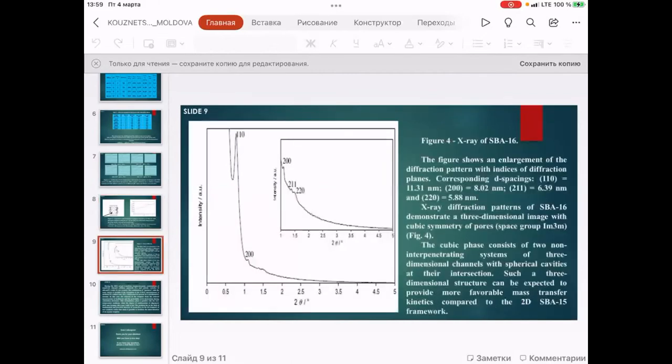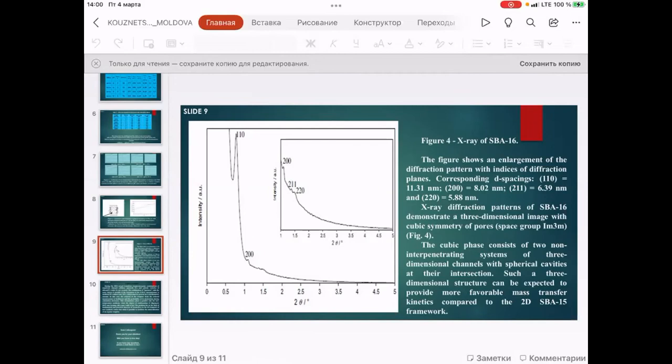Figure four, X-ray of SBA16. The figure shows an enlargement of the diffraction pattern with indices of diffraction planes corresponding to spacing 110, 200, 211 and 220. X-ray diffraction patterns of SBA16 demonstrate a three-dimensional image with cubic symmetry of pores, space group Im3m.